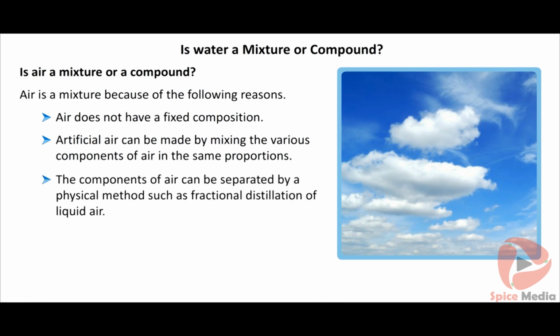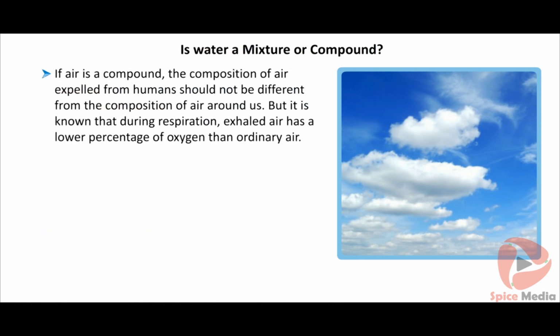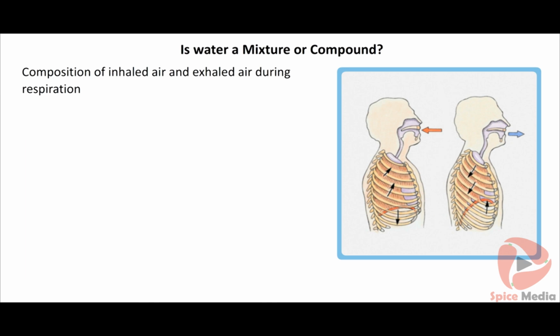The components of air can be separated by a physical method such as fractional distillation of liquid air. Liquid air does not have a definite boiling point. It boils over a range of temperature between -196 degrees Celsius and -183 degrees Celsius. If air is a compound, the composition of air expelled from humans should not be different from the composition of air around us. But it is known that during respiration, exhaled air has a lower percentage of oxygen than ordinary air. Composition of inhaled air and exhaled air during respiration.